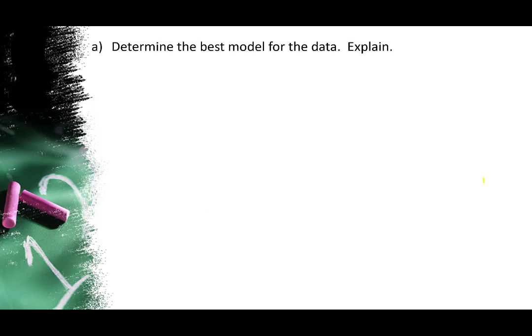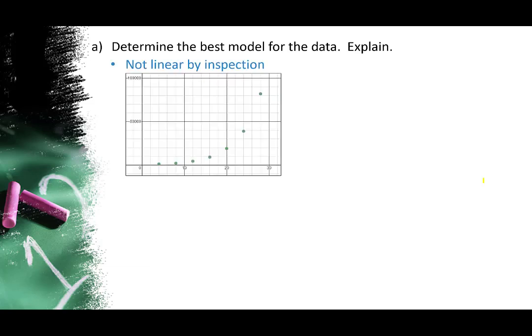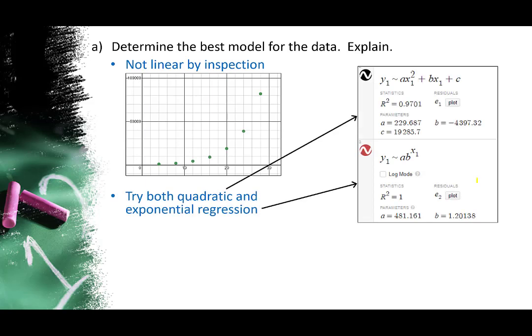Determine the best model for the data. So right away you see it's nonlinear by inspection. So the graph clearly looks curved. So that means we're going to apply a quadratic and exponential regression. So here's our quadratic regression, here's our exponential. Again, to test which one is better, we're going to look at the r-squareds.